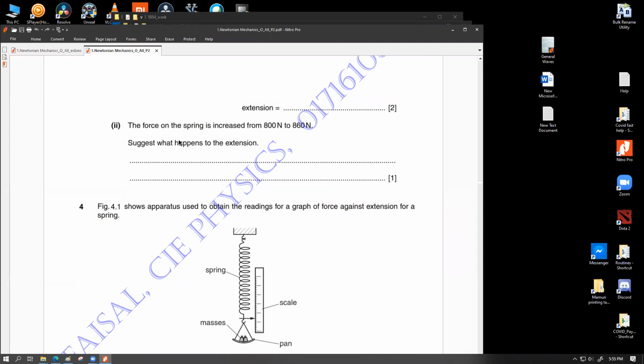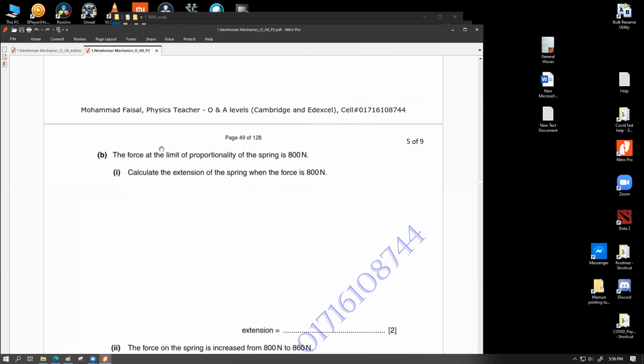The question doesn't ask for it, since it only says the force on the spring is increased from 800 to 860. It doesn't mention that after pulling it out to 860 Newton, we let go of the force and the spring tries to come back to its original shape. But I'm going to write a little about that as well. How do we know it's in the plastic region? Because the question says the force at the limit of proportionality of the spring is 800 Newton. So up to 800 Newton is the limit of proportionality.